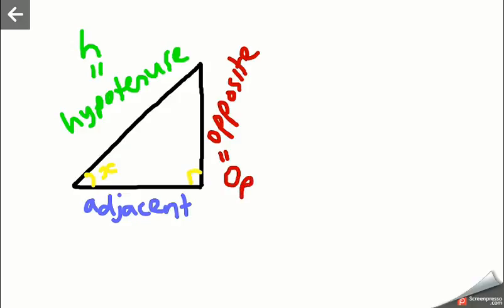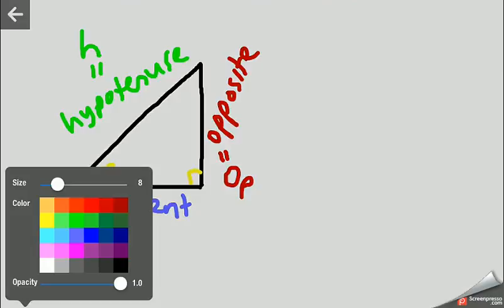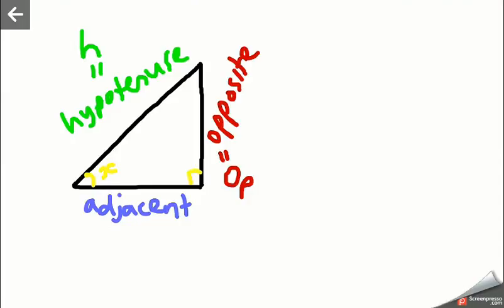Now, the reason I'm calling the length OP is because if I just call it O, it looks like a 0, and then all of our calculations are going to get confusing later on. So the opposite side has length OP. And finally, the other side is the adjacent side. So it's the side that's connected to the angle, but not the hypotenuse. And the adjacent side is going to have length A.